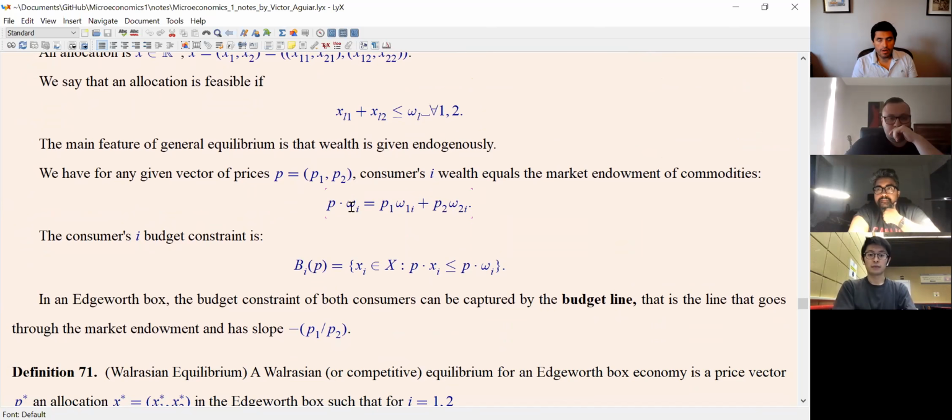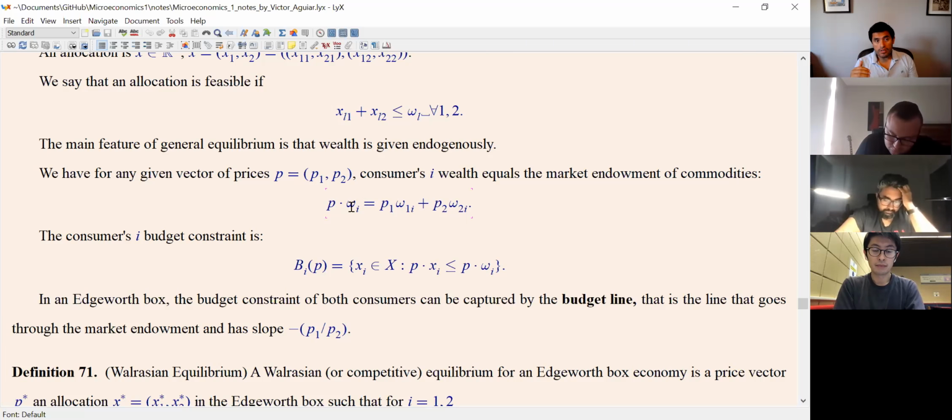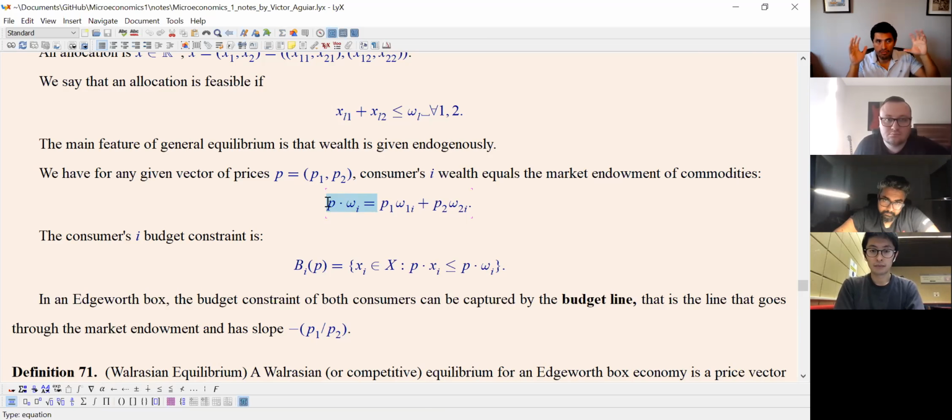Now, what is the key of this Edgeworth box? The key new feature in the model we're introducing is that income before was exogenous, while now it is endogenous. What does it mean? In this equation, each agent can buy other goods. And how can you buy other goods? Basically, you have an income, right? And what is that income? Well, it's just the price inner product with the endowment.